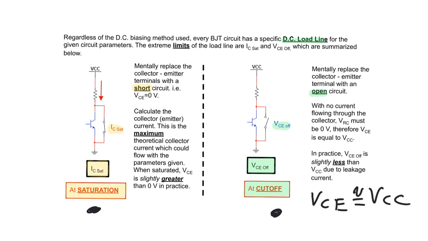And at saturation, it's behaving as a closed switch. Again, that's never quite exactly true due to the saturation voltage. But in that case, the assumption is that VCE is equal to 0 volts, and then you go ahead and calculate your saturated current.